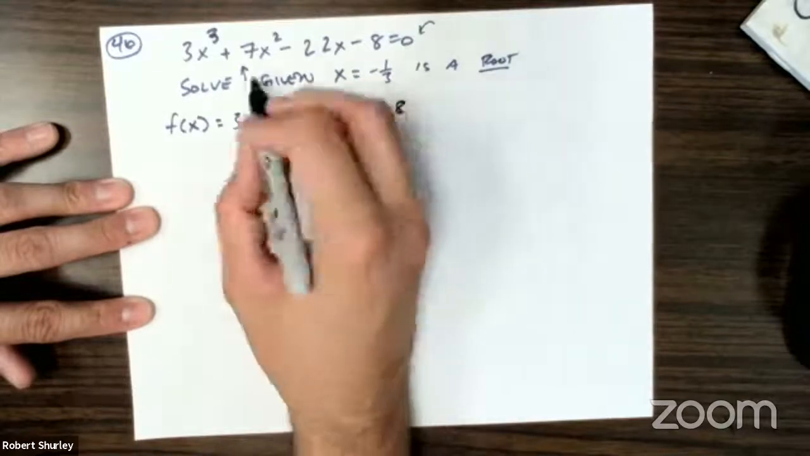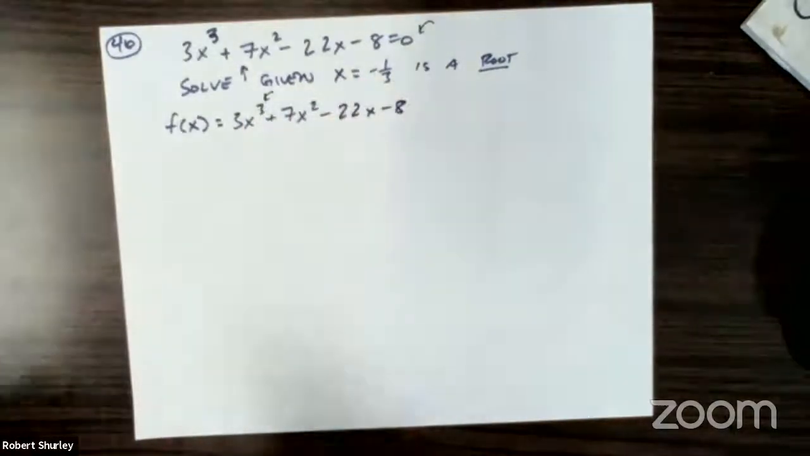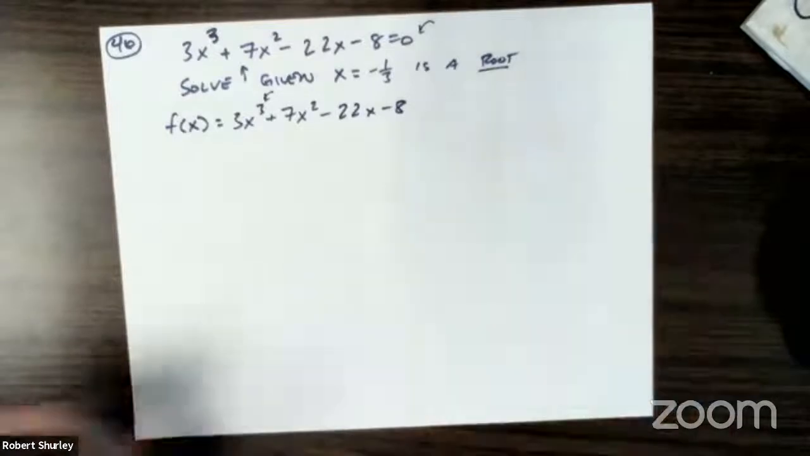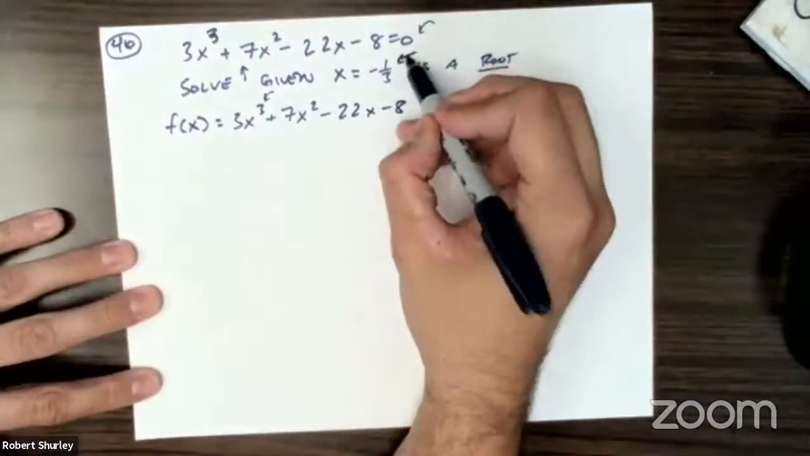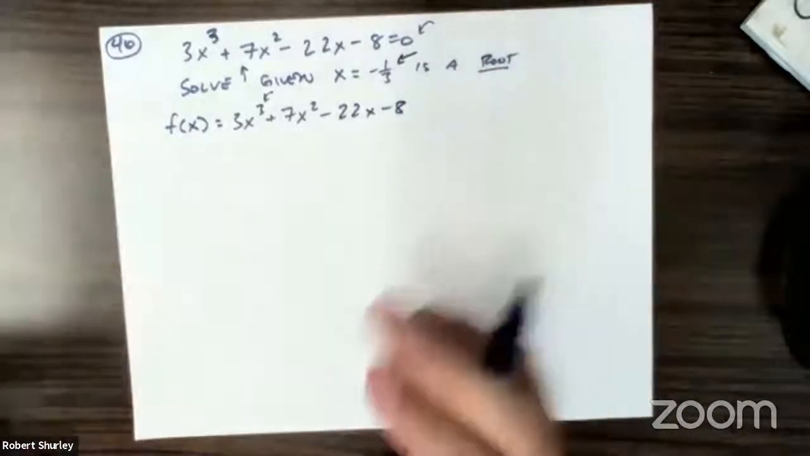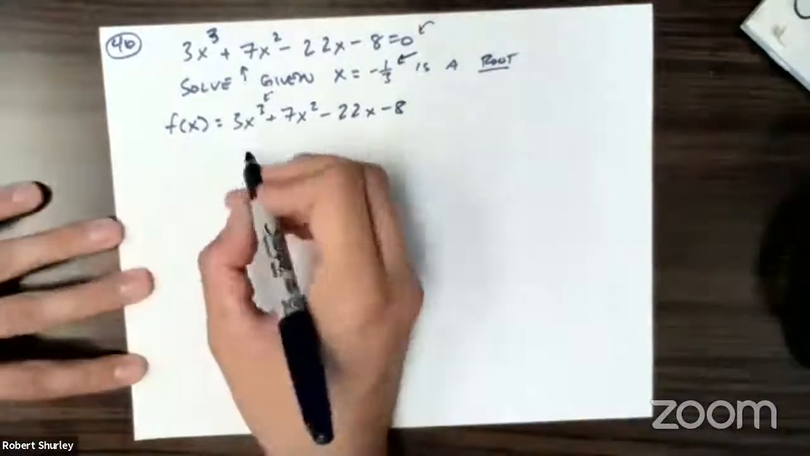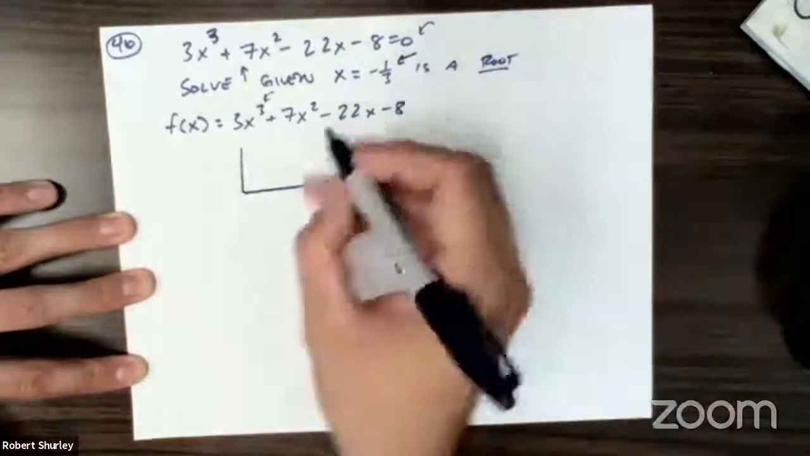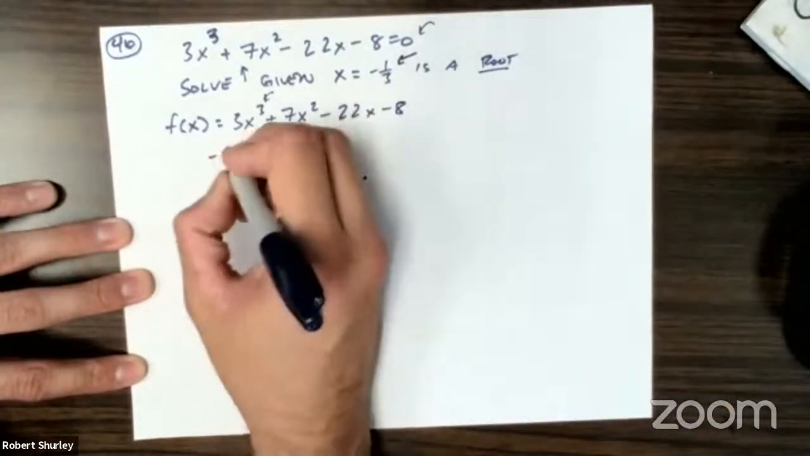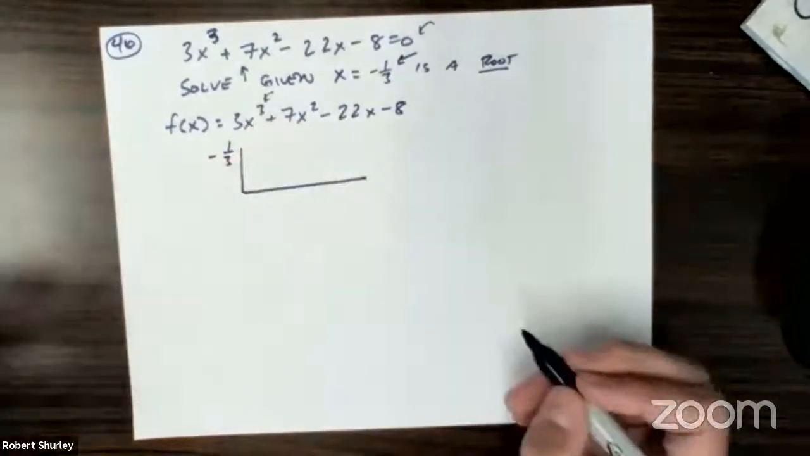And again, I've got a third degree. I need to factor out something to leave me with a quadratic. And thankfully, it tells us a solution. So instead of writing this out, I'm going to go right to the synthetic division. -1/3 is the solution. So that's what I'm going to write there, right?